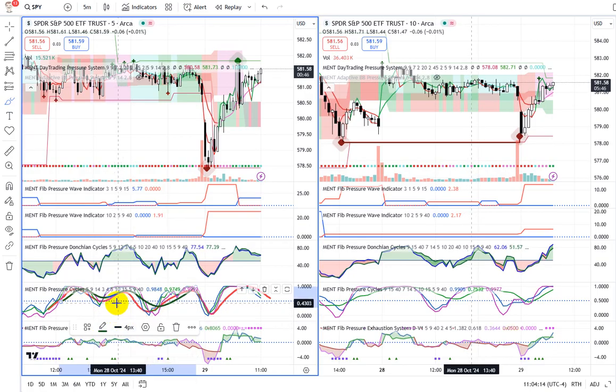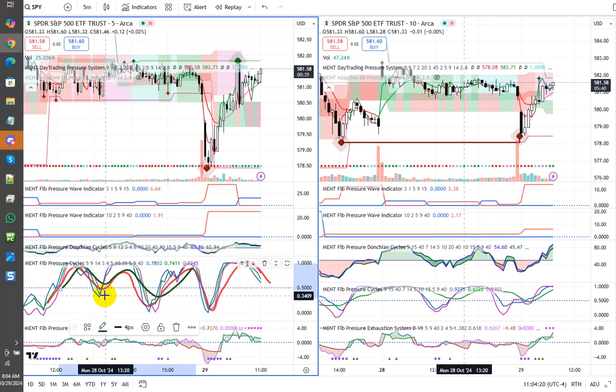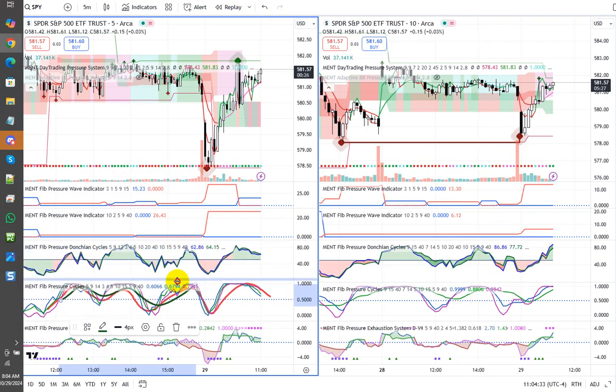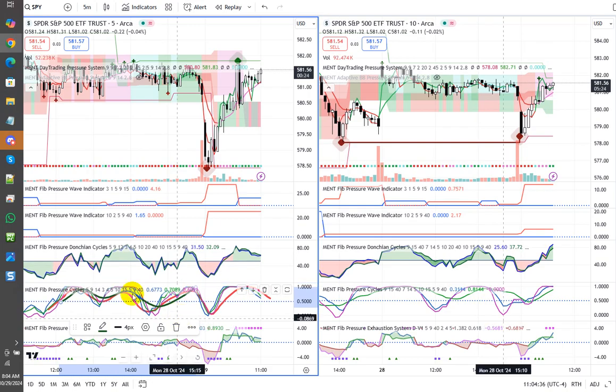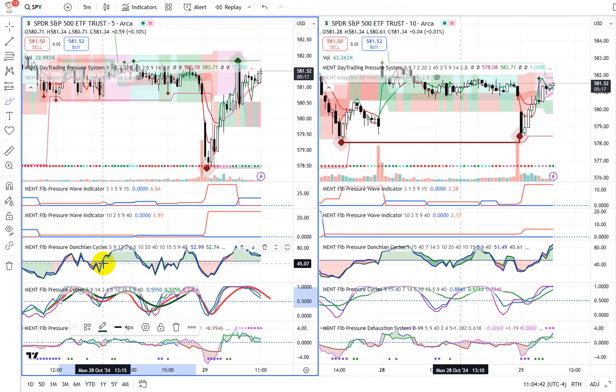Meaning we're not seeing deep cycle lows. We're only seeing moderate cycle lows. Let me show you, make this a little bigger. We're only seeing moderate cycle lows throughout this trend. So this is generally bullish. What I would be looking for in this type of scenario is confirmation of the trends. So I'll come over here, bring this back down. Confirmation of the trends turning bullish with the Donchian cycle patterns here, and confirmation of the pressure turning bullish.